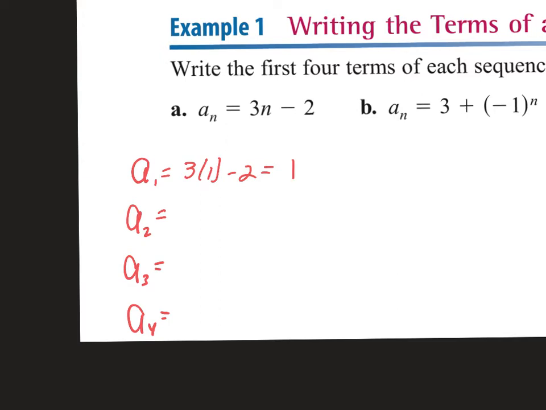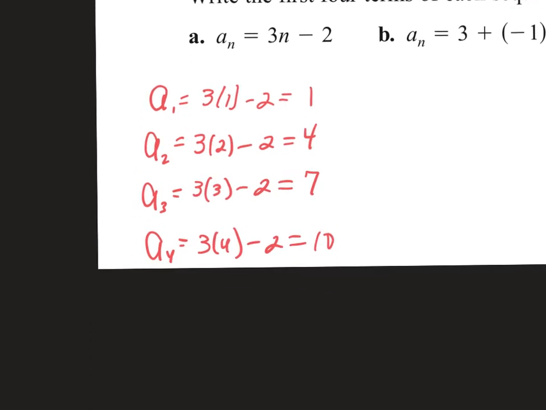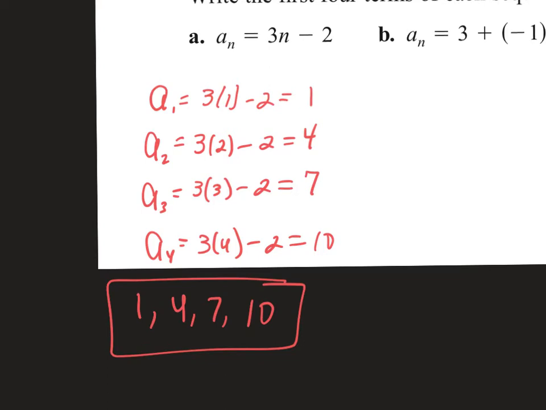So to find the second term, we're going to plug in 2 for N. So you would write 3 times 2 minus 2, right? Equals 6 minus 2 is what? 4. To find the third term, what do I plug in for N? So 3 times 3 minus 2. 3 times 3 is? 9. And 9 minus 2 is? 7. All right, good. The fourth term, I'm going to plug in 4. So 3 times 4 is 12 minus 2 is 10. Okay. So if I asked you what are the first four terms of this sequence, you would tell me it's 1, 4, 7, and 10. Literally that easy.